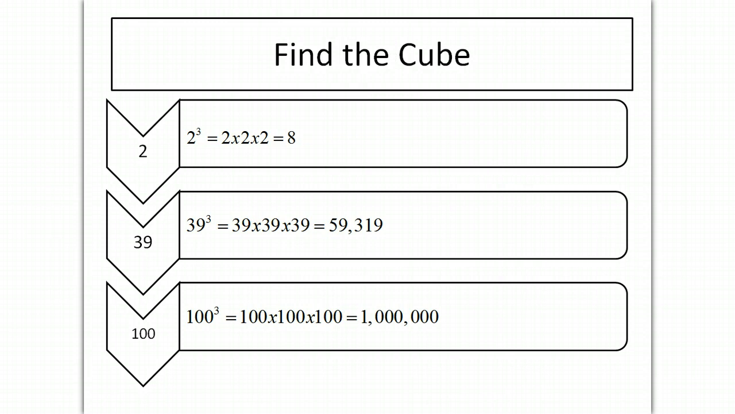Finding the cube of 2 would be 2 times itself 3 times, which equals 8. The cube of 39 is 39 times itself 3 times, which is 59,319. And the cube of 100 is 100 times itself 3 times, which is 1,000,000.